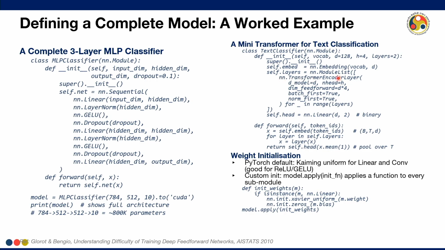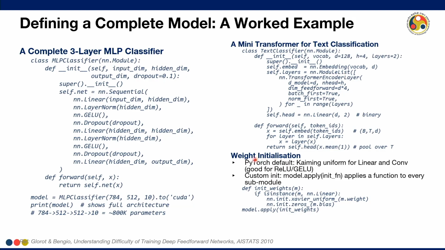Here is one mini transformer for text classification example. Here we are defining the transformer encoder layer, where we define the model dimension, the number of heads, and the feed-forward dimension. Batch first and norm first are true, and then we define how many layers. So this will actually create the layers. As you can see, we are repetitively creating this encoder layer, and that's why we are using ModuleList.